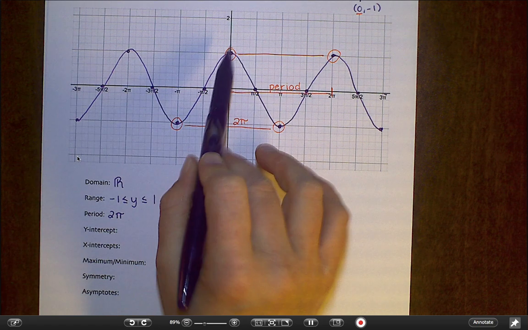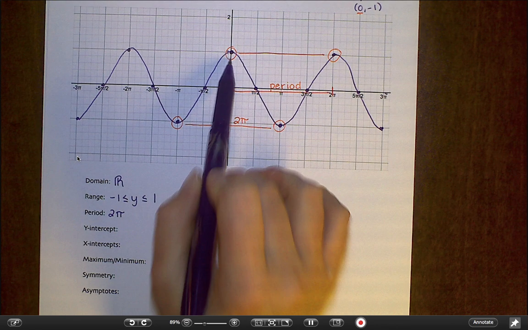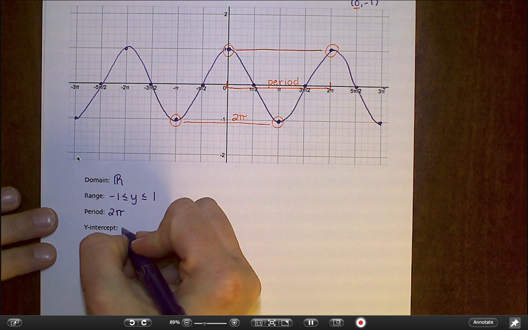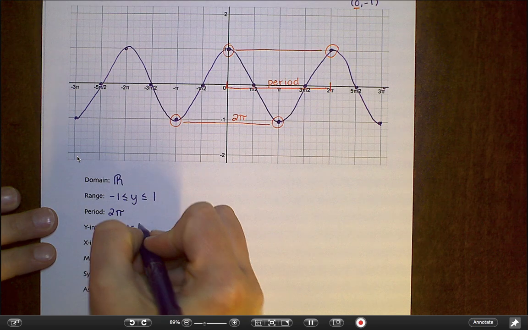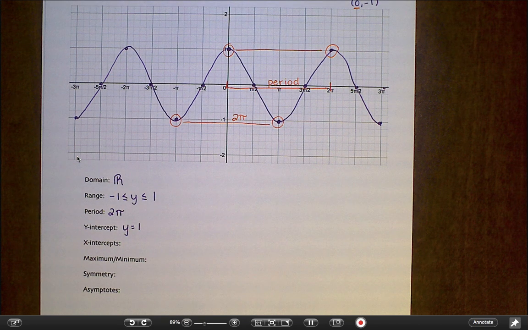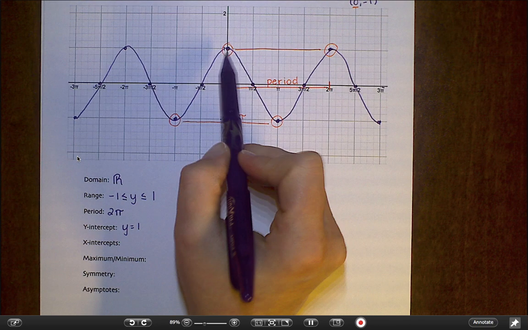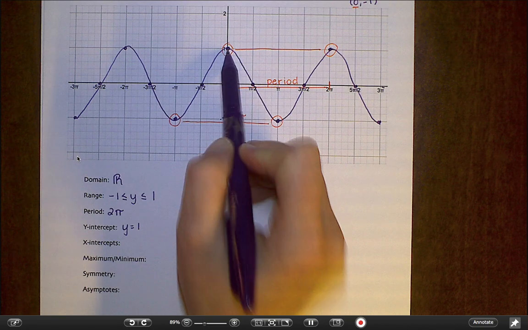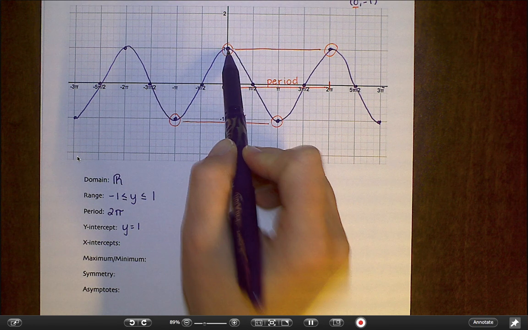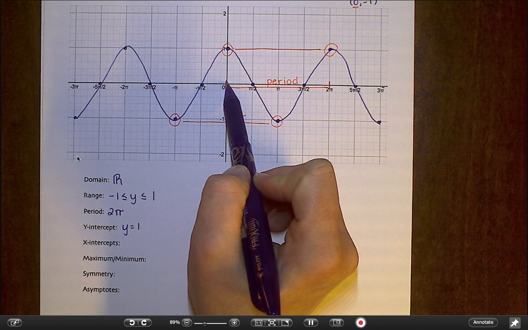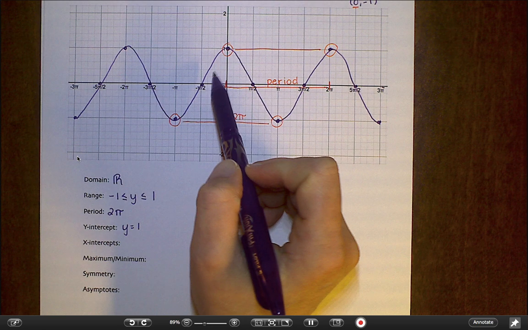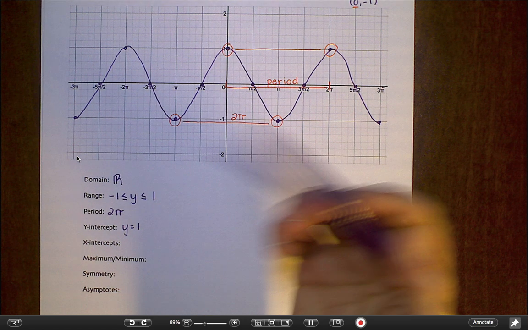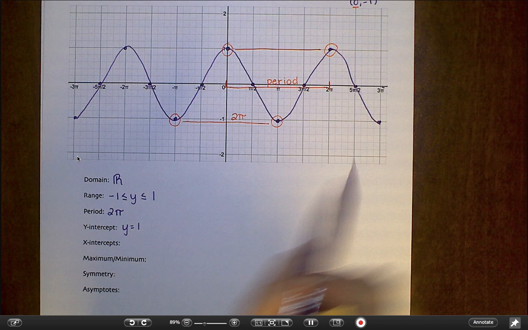All right, notice my y-intercept has changed. So this time, instead of starting at 0, I'm starting at 1. And this is probably the defining feature that when I'm looking at a graph and I'm trying to decide if it's sine or cosine, this is what I look for. Cosine starts up here at 1. Sine starts here at 0. And so if I just hand you a graph and I don't tell you if it's sine or cosine, that's how you can tell the difference between the two.